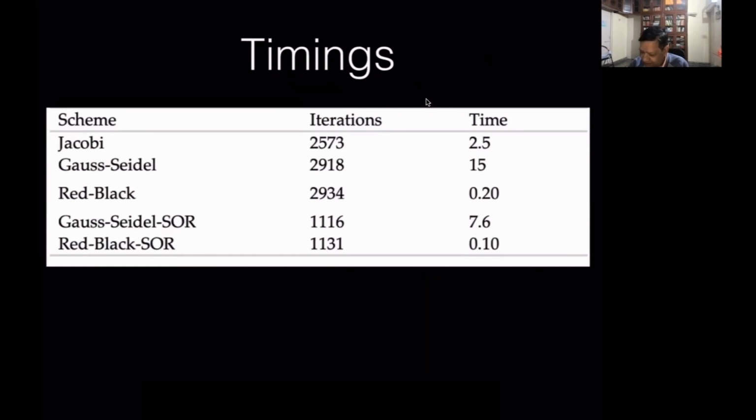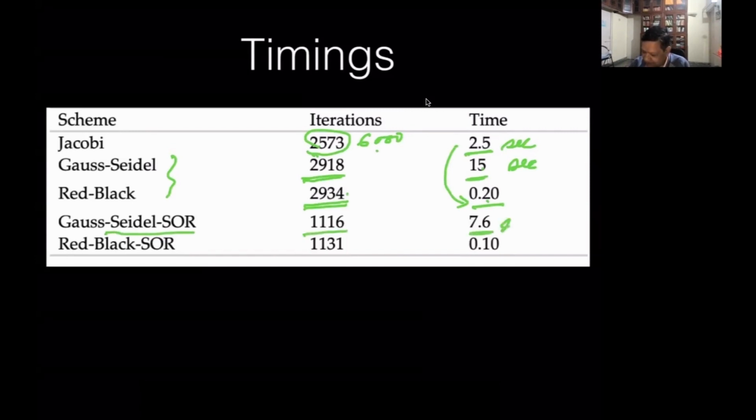This is a typo. This is 6,000, and this I didn't correct. So this is around 6,000 steps, time taken is 2.5 seconds. Gauss-Seidel is around 3,000, time taken is 15 seconds on my laptop. Red-black has a similar number of steps, 2934, and it takes 0.2 seconds, which is 1/10 of Jacobi, and 75 times less than Gauss-Seidel. Now Gauss-Seidel SOR takes around 1000 steps and 7.6 seconds, and the red-black SOR takes 1131 steps and 0.1 second. So this is the lowest time.